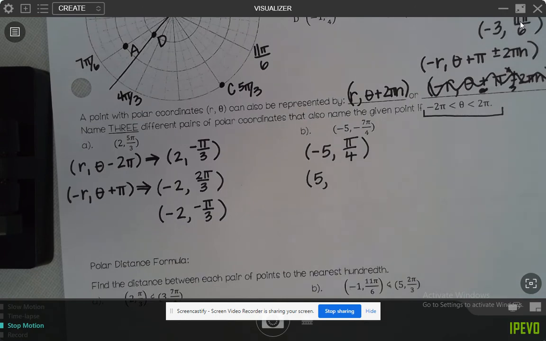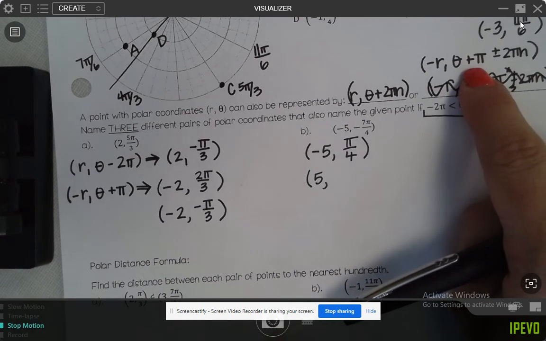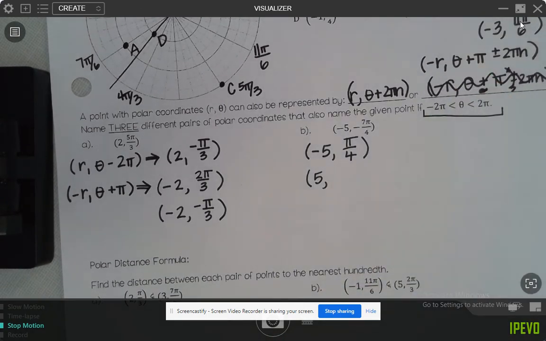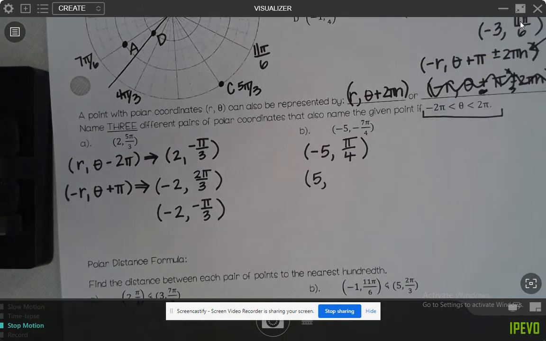Can n equal 0? Yeah, n can equal 0. It's okay. If n equals 0, you're just going to add pi. I thought it was only negative 1. What do you mean? See that n right there? I thought it was just plus or negative 1. It can equal 0. n is any integer.